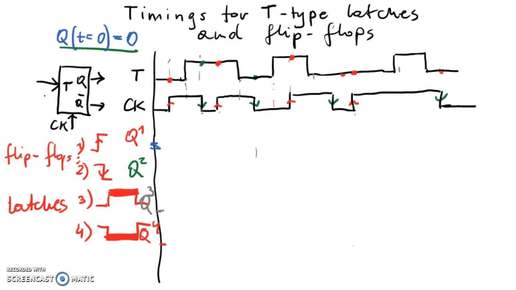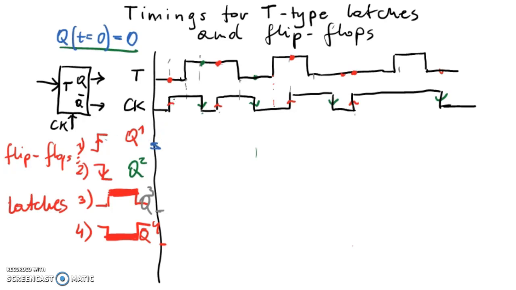To recall, the operation of T is the following. When T is equal to 0, no change on Q. When T is equal to 1, there is a change to the inverted state. Okay, it toggles its state simply by inverting the current state. And let's start with 0.